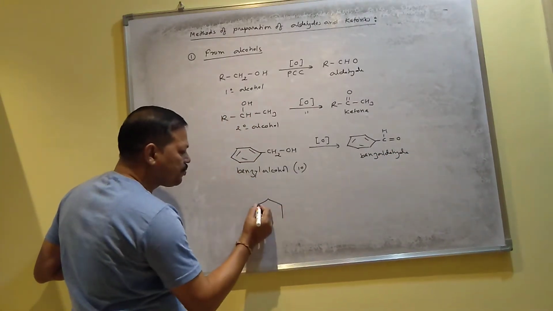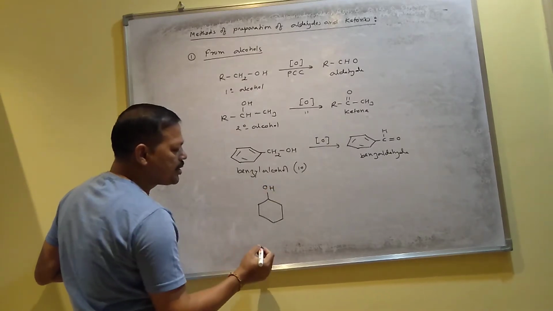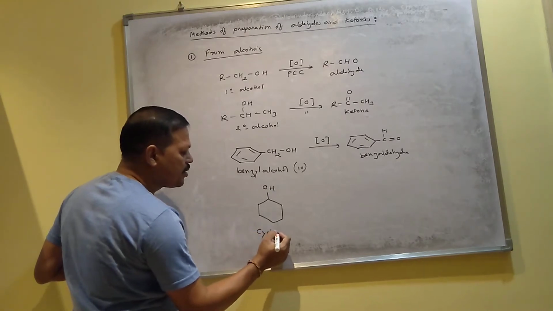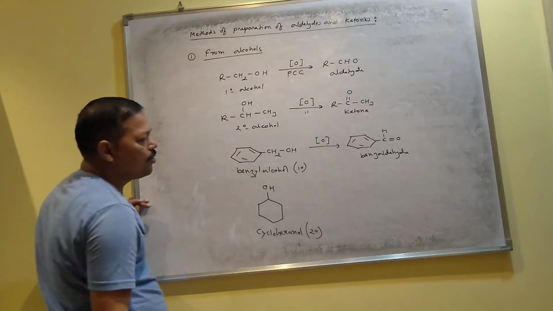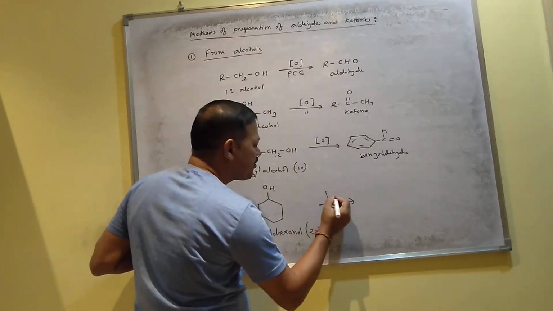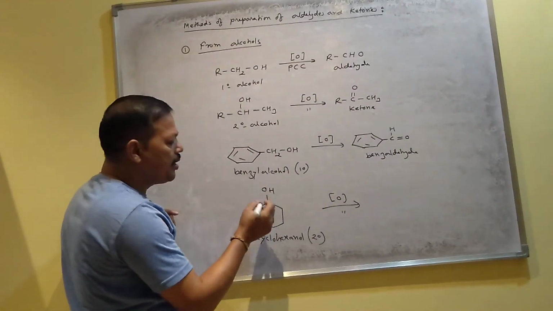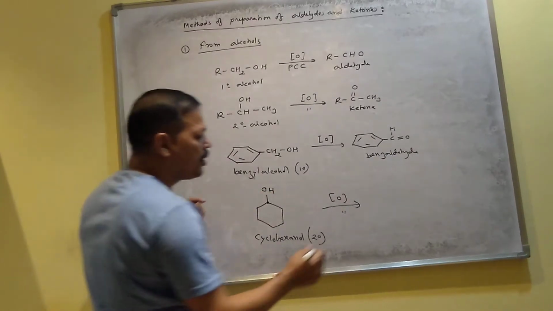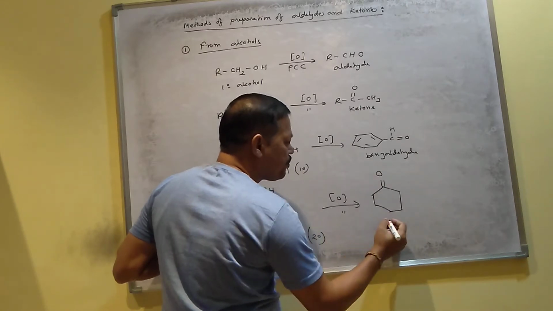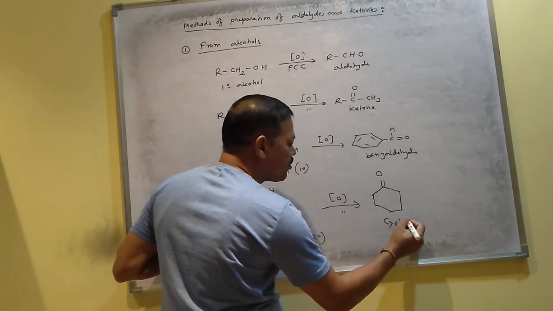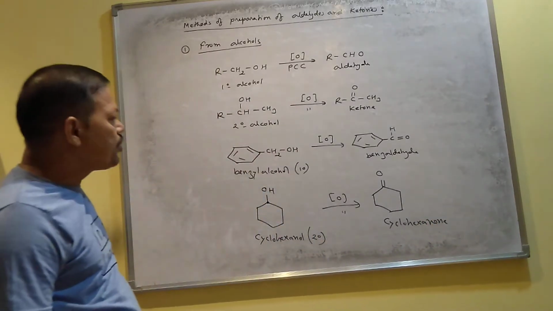This is one of the alcohols which is a secondary alcohol. Its name is cyclohexanol. It is one type of secondary alcohol. When you do oxidation in the presence of a weak oxidizing agent, one hydrogen from oxygen and another hydrogen from this carbon will be removed, and between carbon and oxygen you will get a double bond. You will get the ketone, and this is called cyclohexanone.